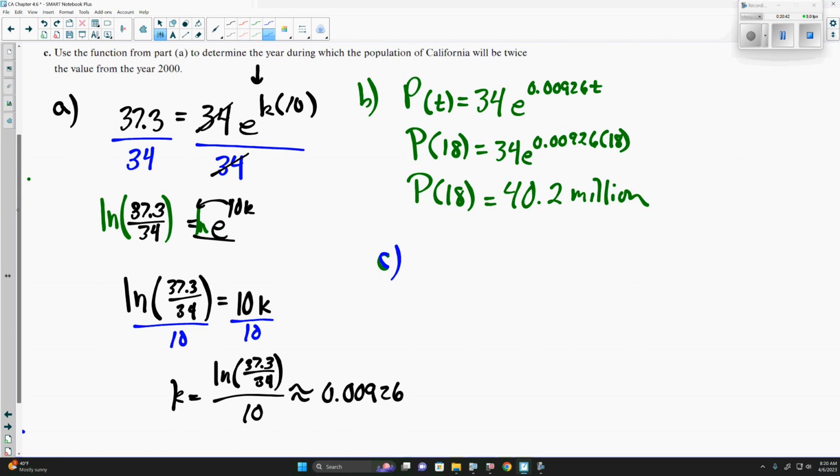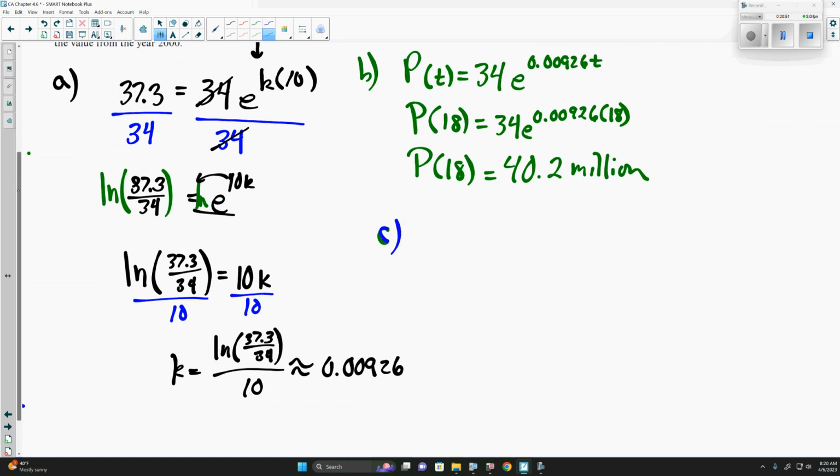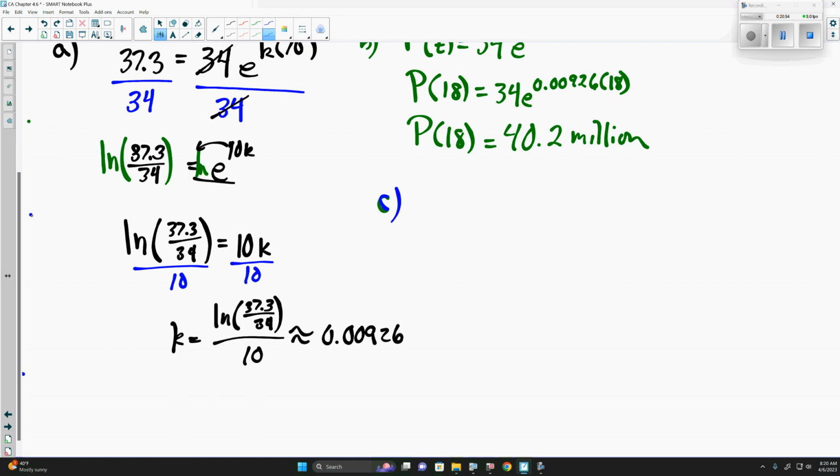Now the last part, part C: use the function from part A to determine the number of years during which the population of California will be twice the value from 2000. So twice the value. Well, if it started out at 34, twice the value would be what? 78, yes? No. Not 78, it would be 68. For some reason, I wanted to carry a 1 over, but 68.